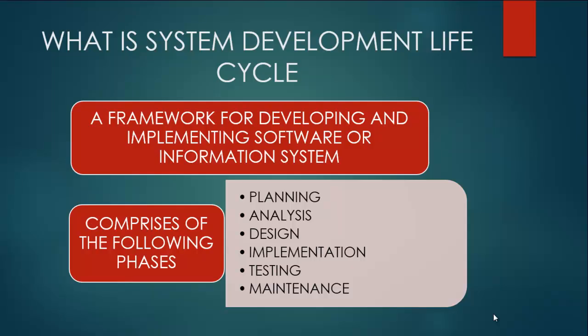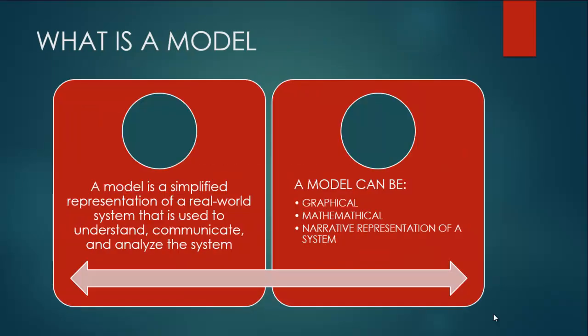So, having said that, we are now going to move into models of the system development lifecycle. But before we go into the models, we have to know what a model is. That takes us to the next topic. What is a model? A model is a simplified representation of a real-world system that is used to understand, communicate, and analyze the system. So a model is a miniature representative of what you need to achieve, the steps, the process. It can be in graphical form, mathematical form, or narrative representation of a system, depending on the particular system you want to achieve.